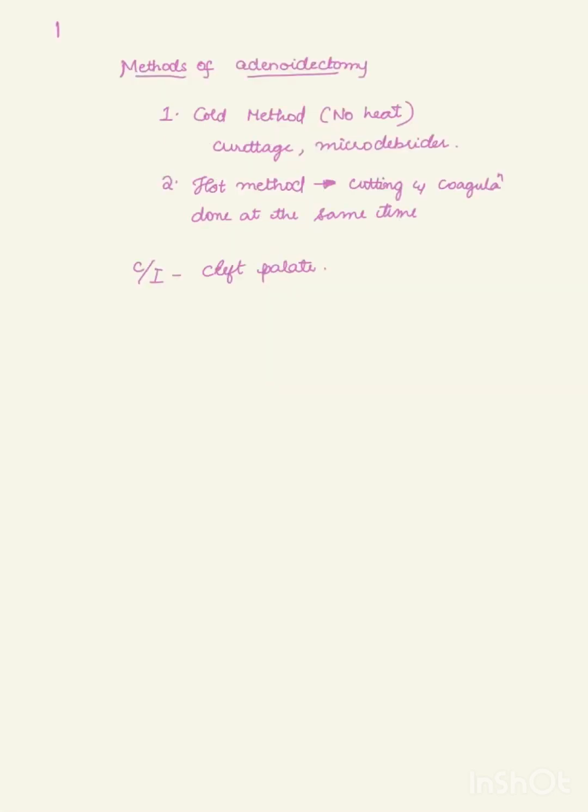There are two methods of adenoidectomy. One is the cold method, where no heat is used, only curettage and microdebriders are used. In the hot method, the cutting and coagulation is done at the same time. Adenoidectomy is contraindicated in cases of cleft palate.